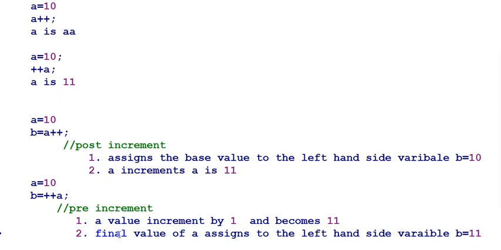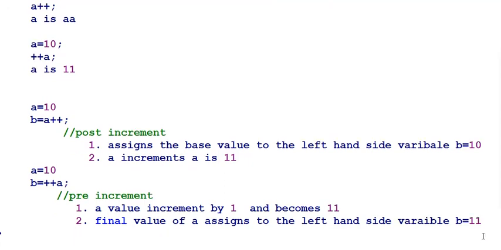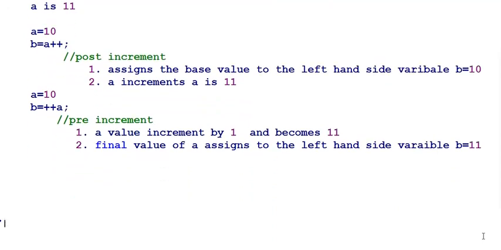Now the same thing will happen for the pre-decrement and post-decrement. In pre-decrement, first it decrements, then assigns. In post-decrement, first it assigns, then decrements. It is a small matter when compared with the pre-increment and post-increment.